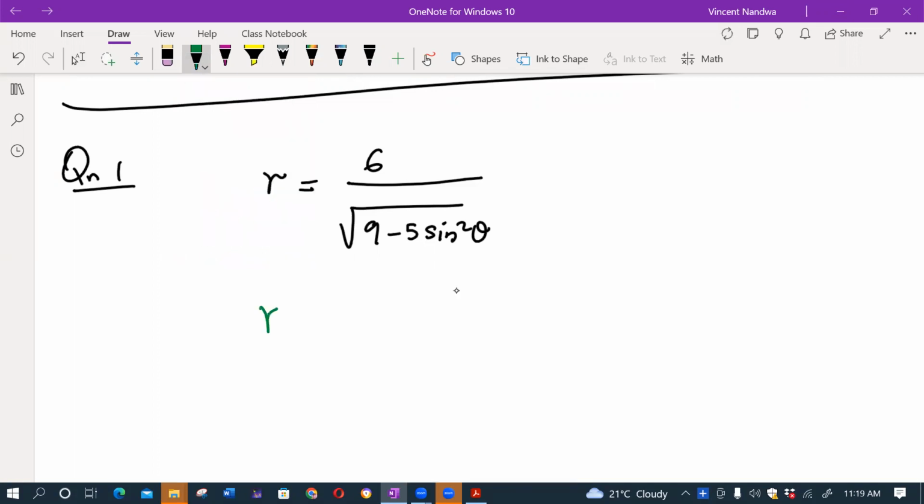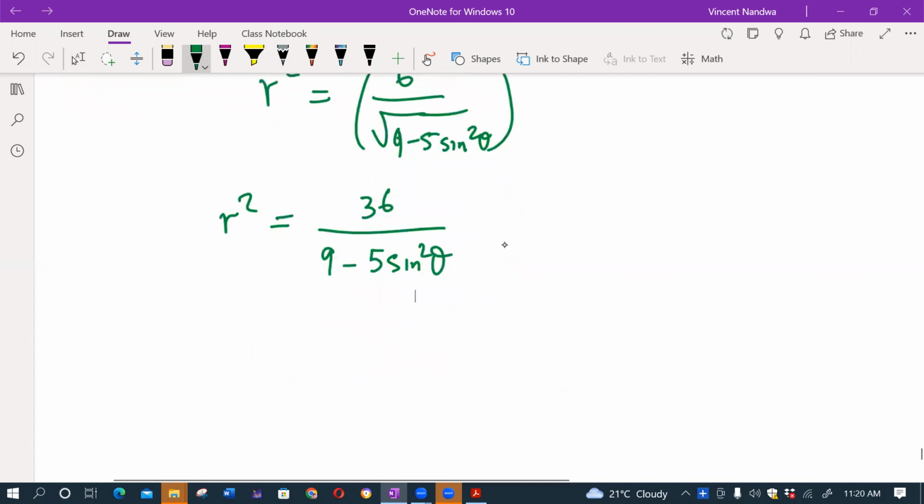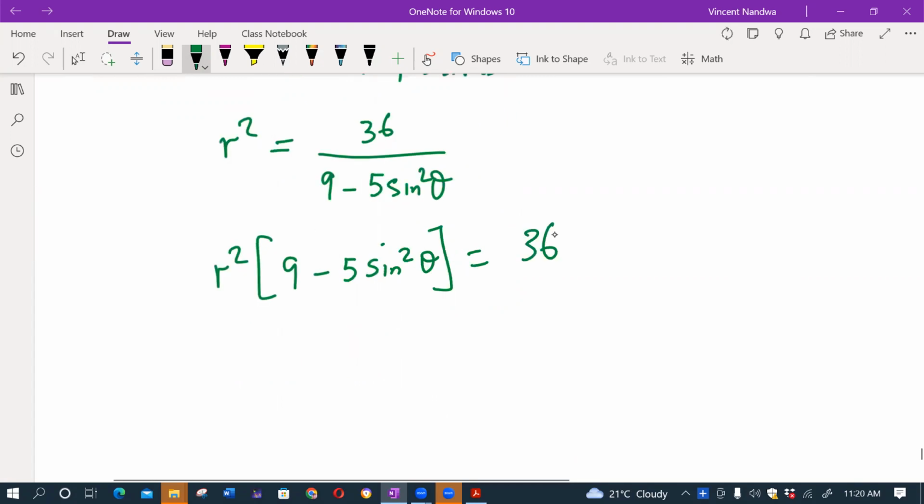So we'll have r equals 6 over 9 minus 5 sine squared theta, and then I square. So this means I'll have r squared equals 36 over 9 minus 5 sine squared theta. Now I multiply both sides by 9 minus 5 sine squared theta. So r squared times 9 minus 5 sine squared theta is 36, so 9r squared minus 5r squared sine squared theta equals 36.